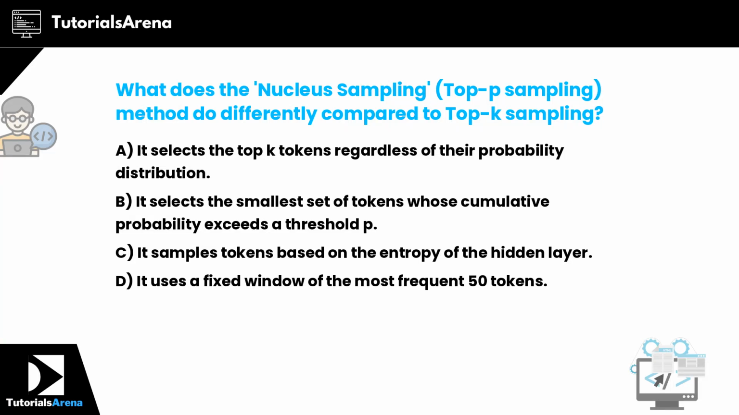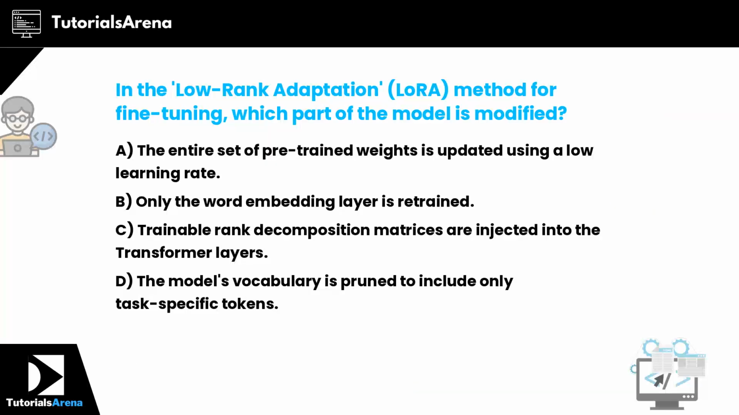What does the nucleus sampling, top P sampling, method do differently compared to top K sampling? The correct answer is option B. It selects the smallest set of tokens whose cumulative probability exceeds a threshold P. In the low-rank adaptation LoRA method for fine-tuning, which part of the model is modified? The correct answer is option C. Trainable rank decomposition matrices are injected into the transformer layers.